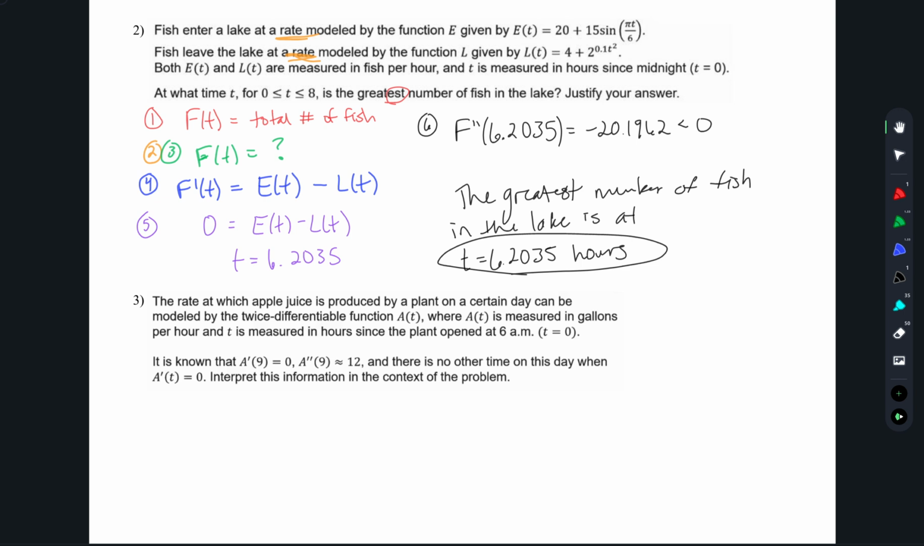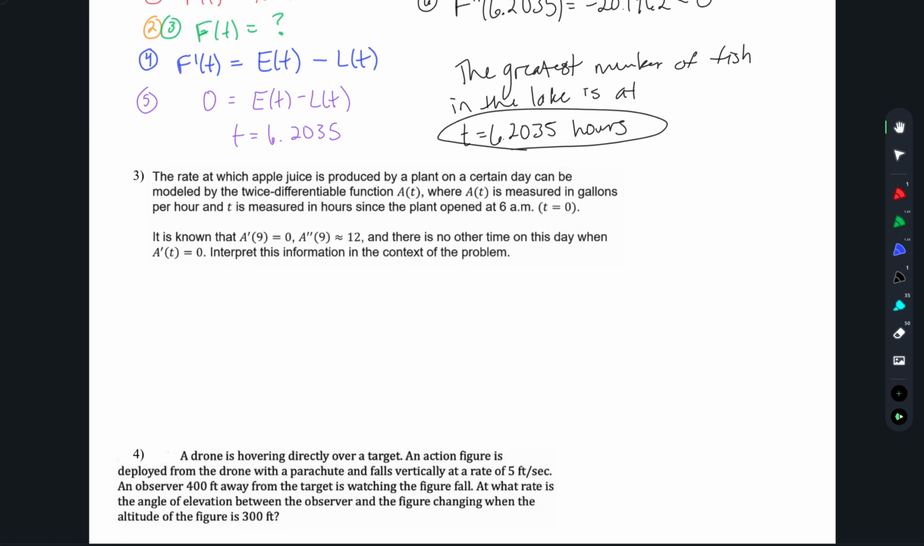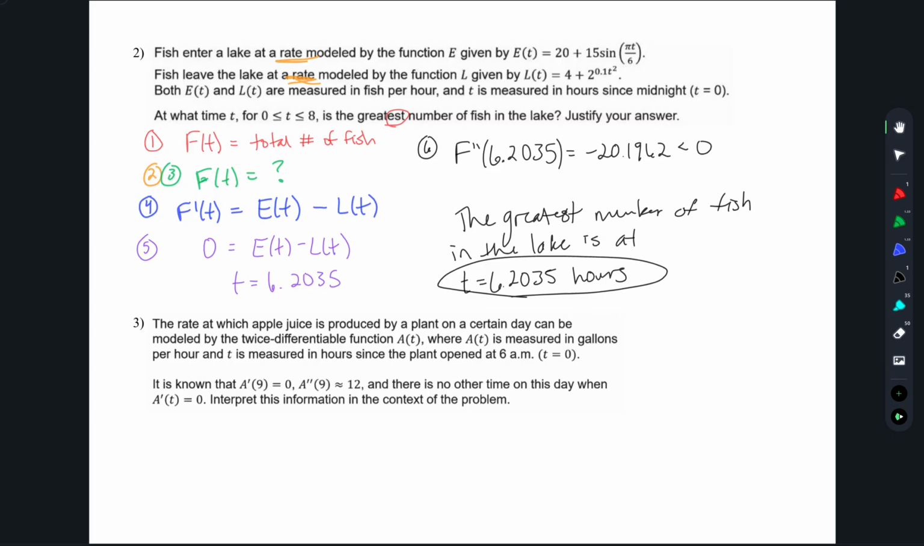Oh, you can't do the table because you don't have the F. Sorry. You can't do the table because you don't have the F. So I was like, well, shoot, what do I do? So you could do a sign chart or you could do the second derivative test.